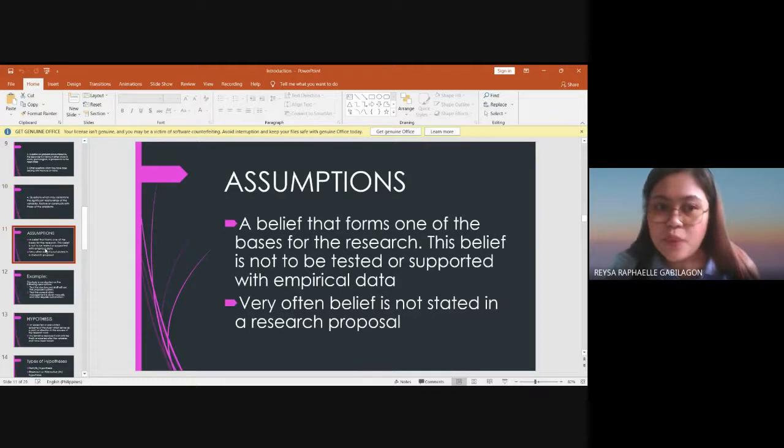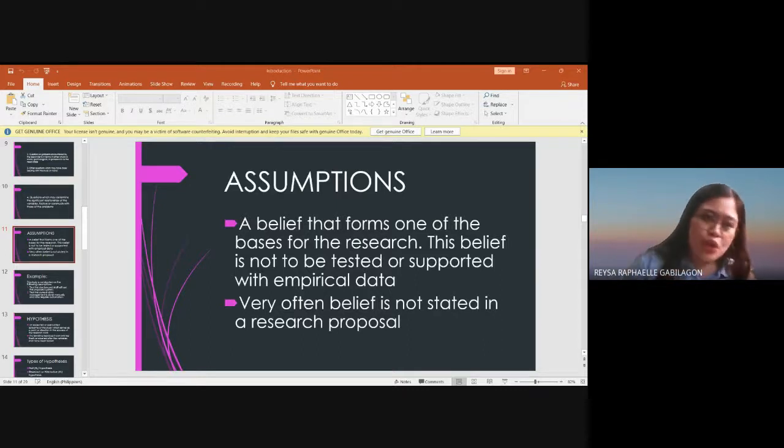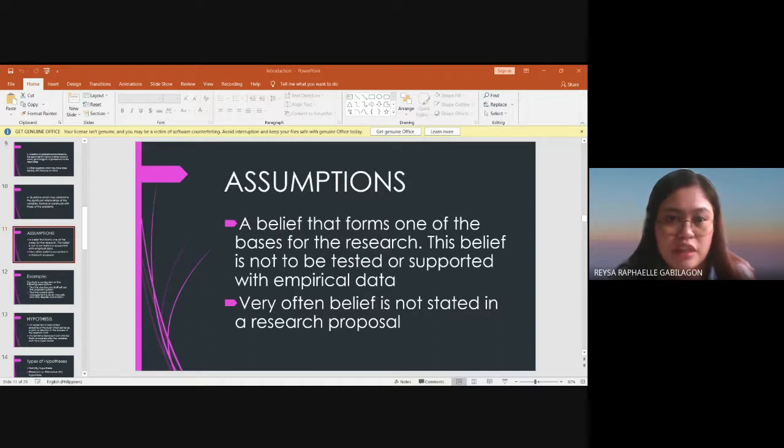Now, we also have assumptions, but actually assumptions are just beliefs of the researchers, and most of the time we don't include them in the paper anymore. Unlike the hypothesis, assumptions are beliefs that do not need to be tested. We just have to know that assumptions are just beliefs of the researcher that need not be tested. They no longer need to be stated in the research proposal.